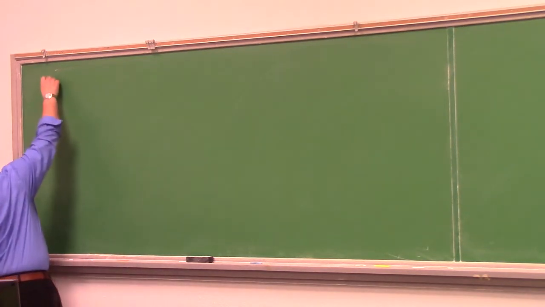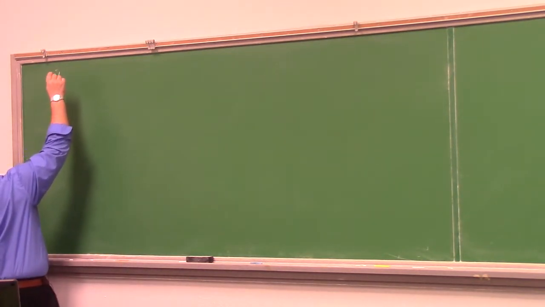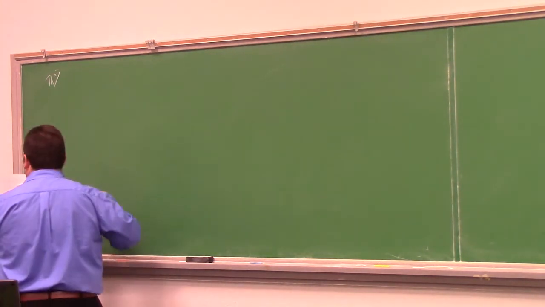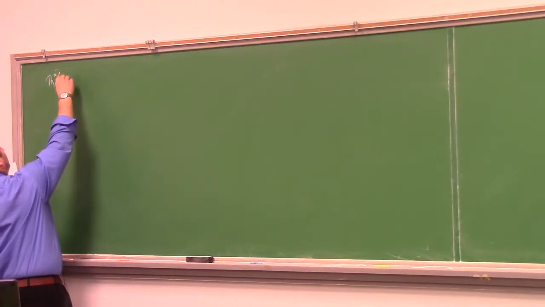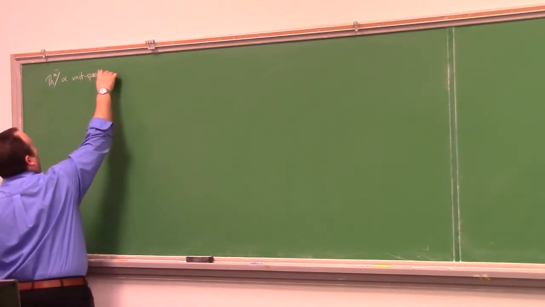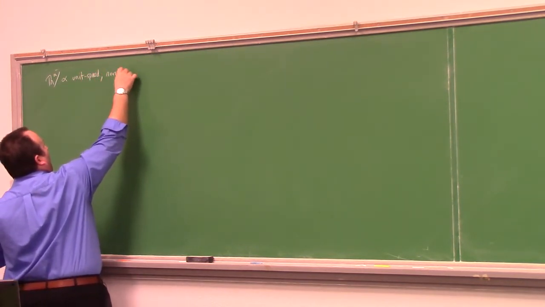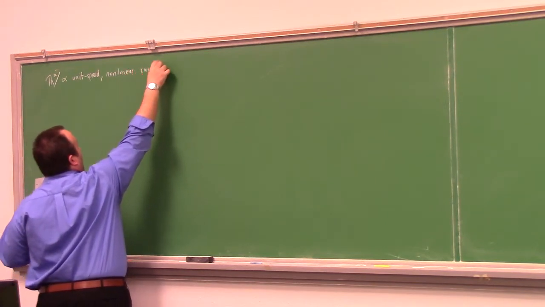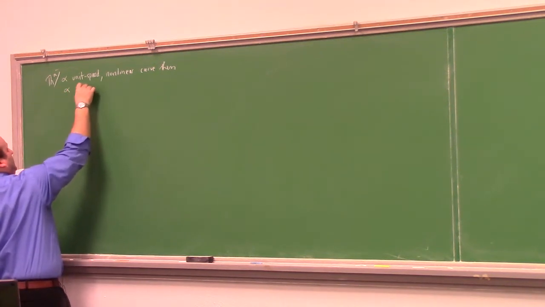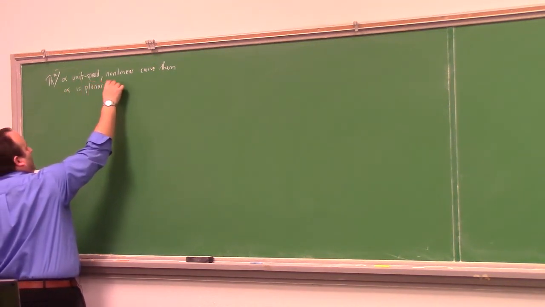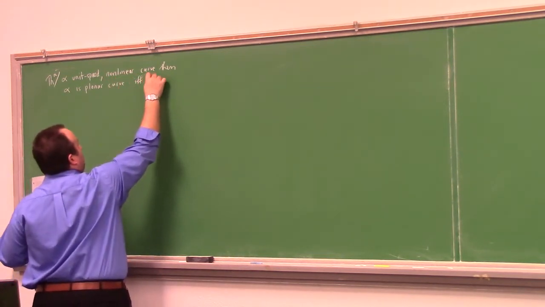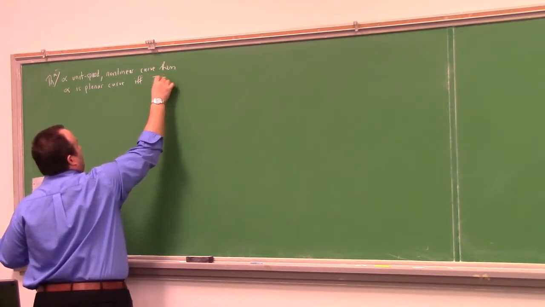So here's the theorem. Take off this stupid mask. Here we go. Let alpha be a unit speed, nonlinear curve. Then alpha is planar if and only if the torsion of the curve is 0.